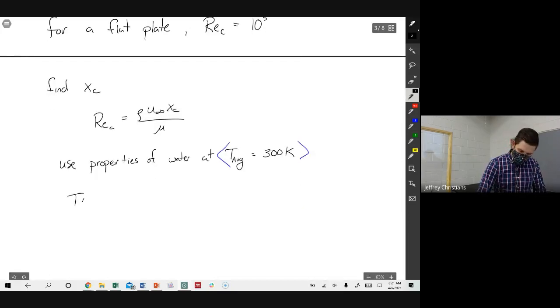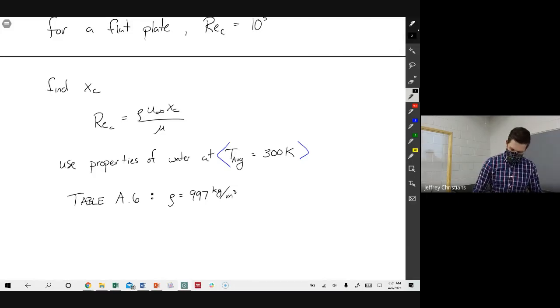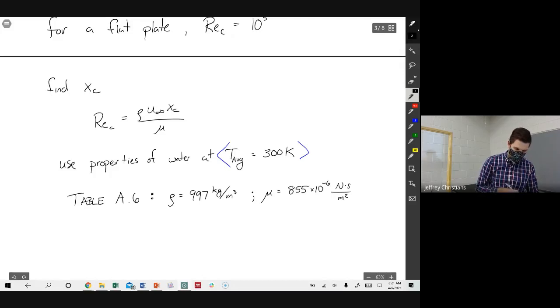From table A.6, this gives us density is 997 kilograms per meter cubed, and viscosity is 855 times 10 to the negative 6 Newton second per meter squared.